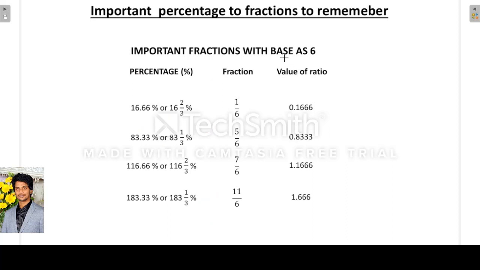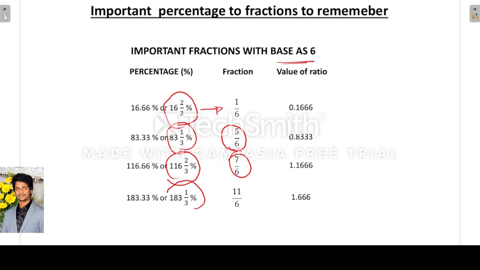So important fractions with base as 6. Similarly, 16 2 by 3% is expressed as 1 by 6, and 83 1 by 3% is 5 by 6. So similarly, 116 2 by 3% is 1 plus 1 by 6, so 7 by 6. Similarly, 183 1 by 3% is 1 plus 83 1 by 3%, means 1 plus 5 by 6, which is nothing but 11 by 6.